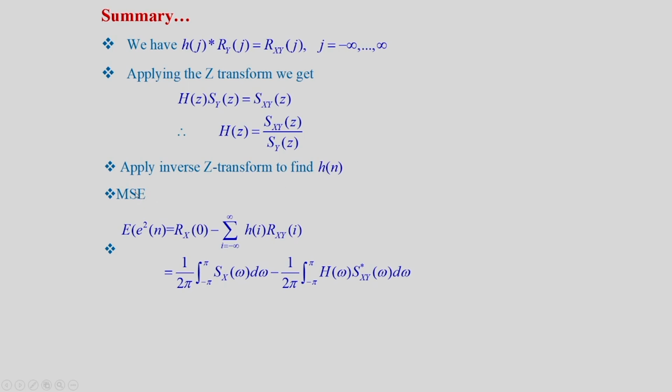And the MSE, the mean square error, is given by E of e square n, which is equal to Rx of 0 minus the quantity summation h i into Rxy i, i going from minus infinity to infinity. We can write this in the frequency domain like this.